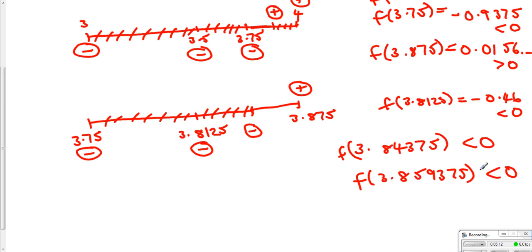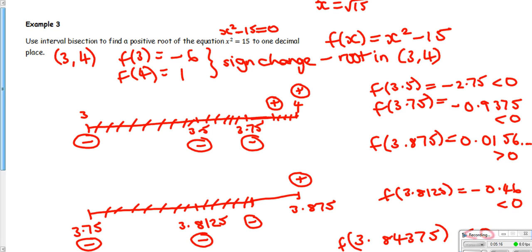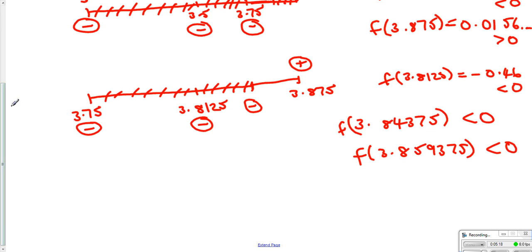And so you could keep going and going, but what we're looking for is the answer, if you look back at the question, correct to 1 decimal place. Now you can see which way this is going really. It's going to get closer and closer and closer to 3.875. So it's going to be somewhere in this interval.